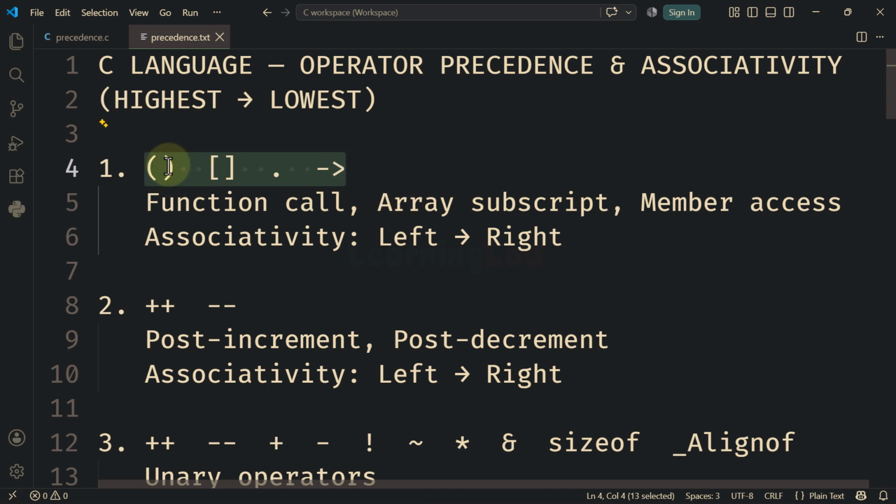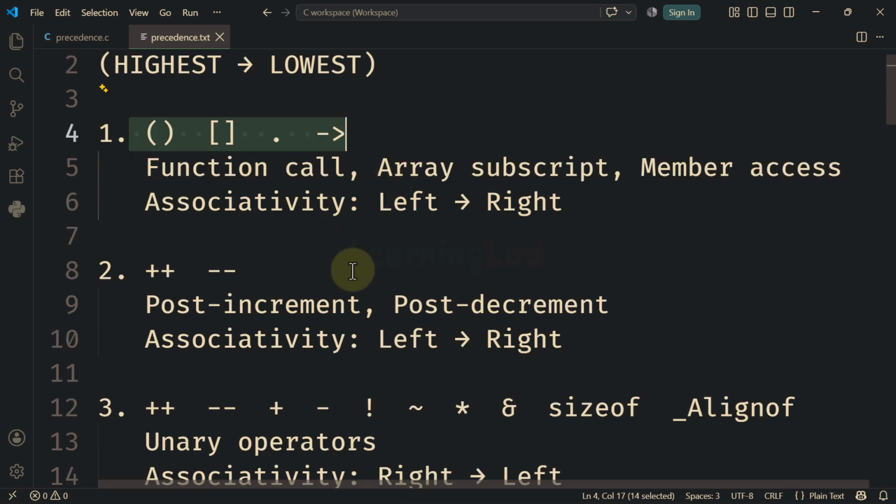Again, just because I have written them like this, it doesn't mean that the parenthesis has higher priority than the array subscript operator, which has higher priority than the dot operator. All these operators have the same priority. They fall in the same category.